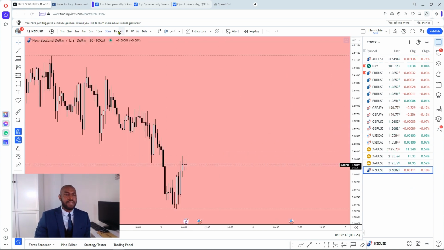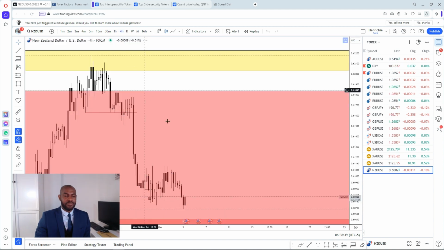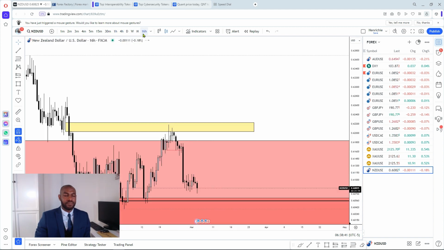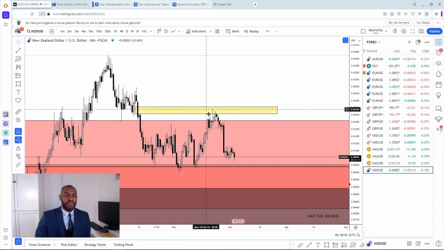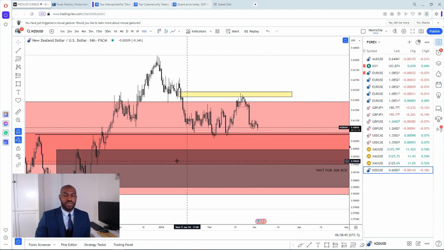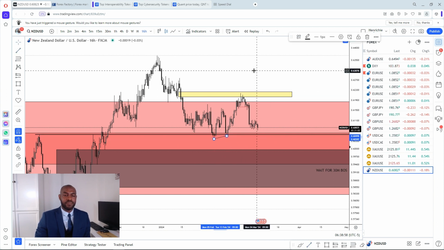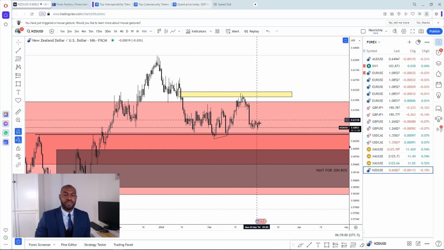So let's look at NZD US dollar. For NZD US dollar, I still want to see lower prices. I want to see price come into this key level, run on liquidity right here, liquidity resting right here, low resistance liquidity. You can see the low resistance liquidity resting right here. So I wouldn't be surprised to see price drop down to take out this liquidity.